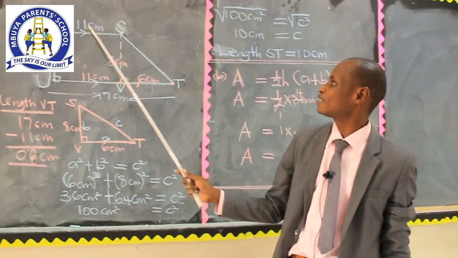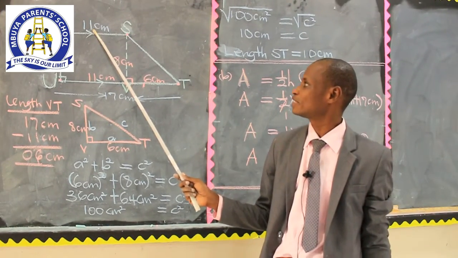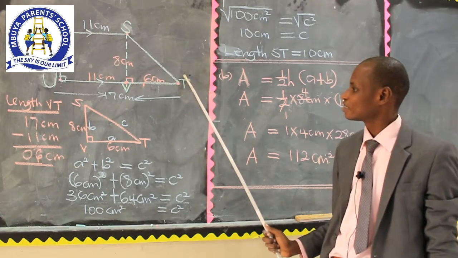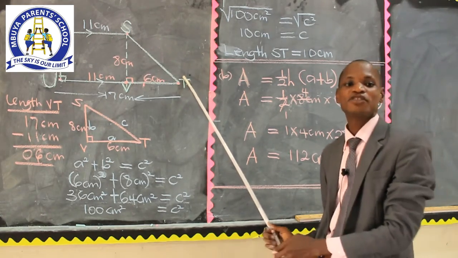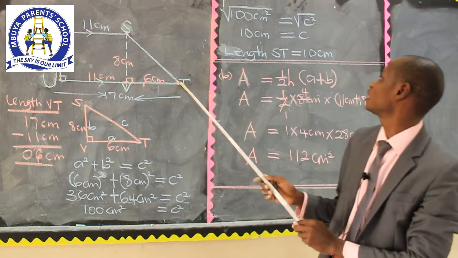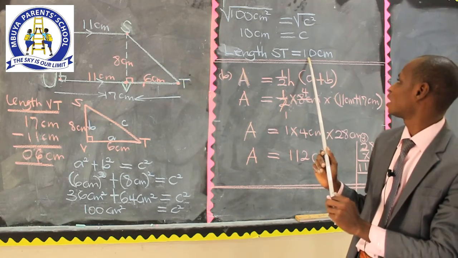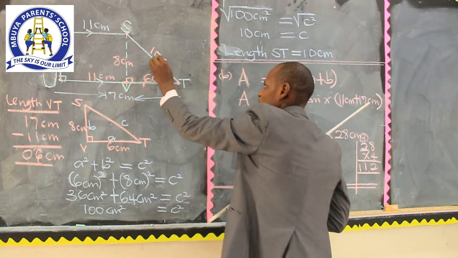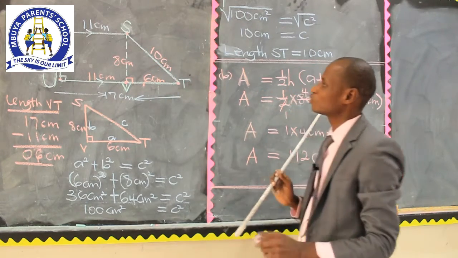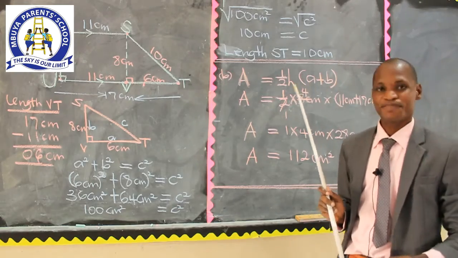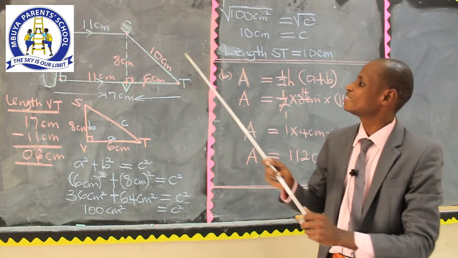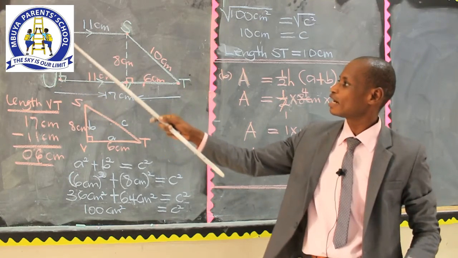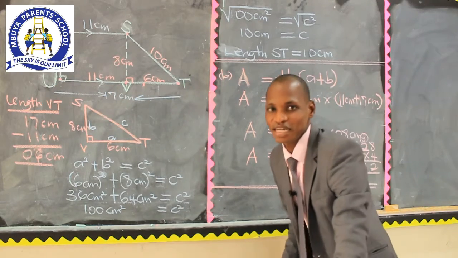We have this part, 11 centimeters. We have this part, which is ST. Good enough, we have already calculated for ST in question A, which was 10 centimeters. So, including that measurement on the diagram is very good before you add to get the perimeter. Then TU is 17 centimeters, and UR is 8 centimeters.